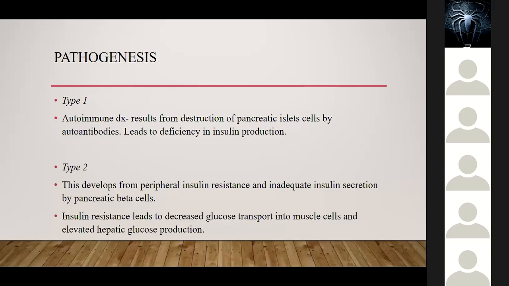So you look at the parameters, okay? You don't wait for inadequate insulin production before you pronounce the patient as diabetic. And as I said, even for type 2, most of them in the initial phase would be producing insulin adequately, but the issue would be the peripheral insulin resistance.